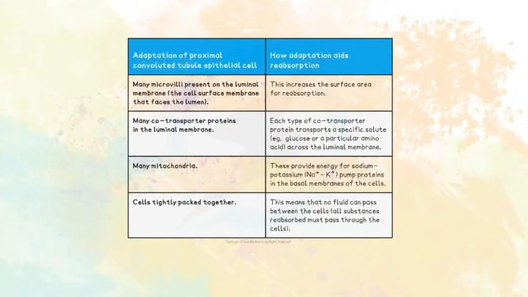The third adaptation is that there are many mitochondria. This adaptation may be obvious, so this provides energy for the sodium-potassium channels to pump proteins into the basal membrane of the cells. And then finally, the cells are tightly packed together. So this means that no fluid can pass between the cells, and all the substances that are reabsorbed must pass through these cells. So they're not at all leaky.